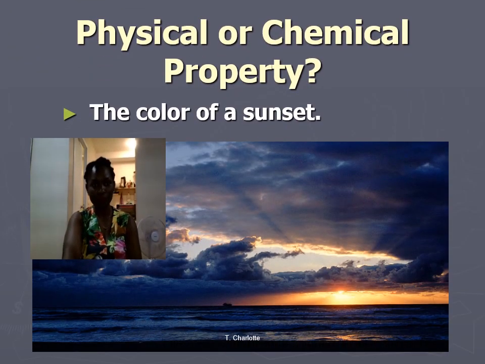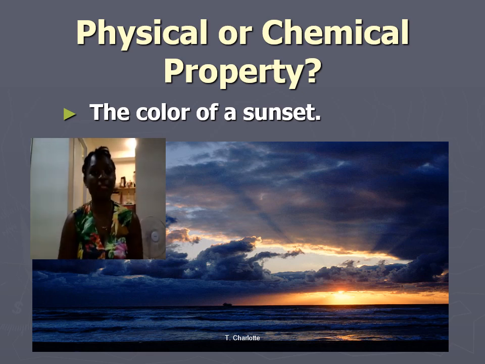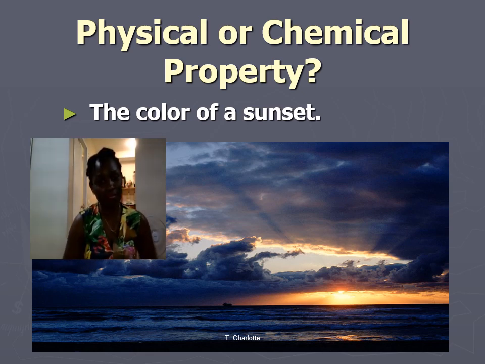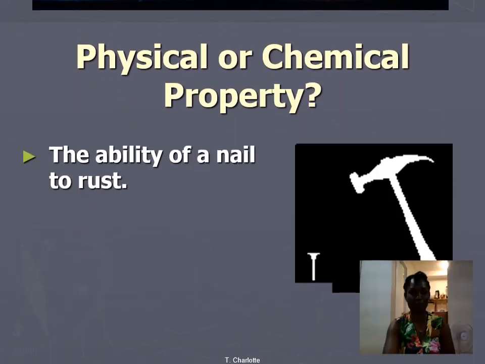Next one. Physical or chemical property? On this one as well, you have to tell me what you see on the screen. Is that showing you a physical property or a chemical property? What's the color of a sunset? Okay, we have a color over there. Is that a physical or chemical property? Let's find out. There you go. That's a physical property.